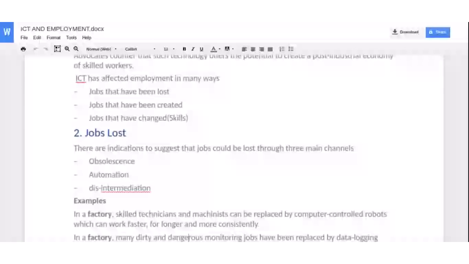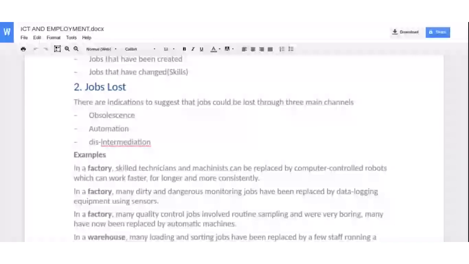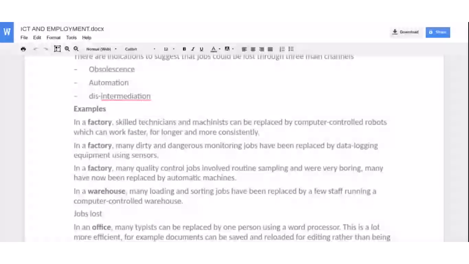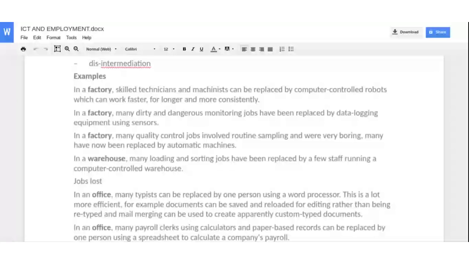What are some of the jobs that have been lost? And the introductory statement there says that there are indications to suggest that jobs could be lost through three main channels. One is obsolescence, the other one is automation, and the other one is disintermediation. And these concepts are covered here. So I don't intend to look at this text one by one throughout, but just highlight some of the issues or examples of situations that are related to those statements.